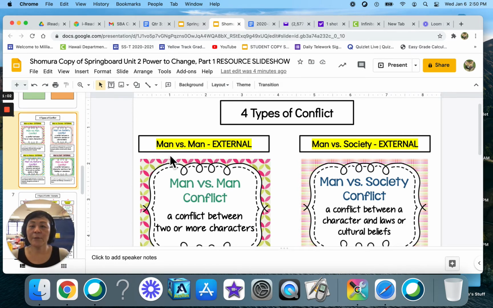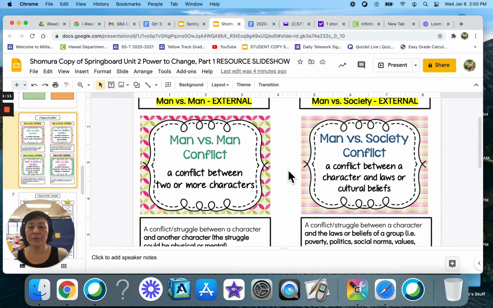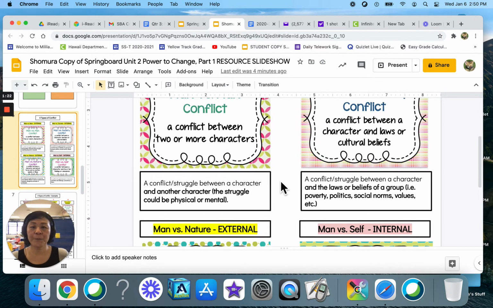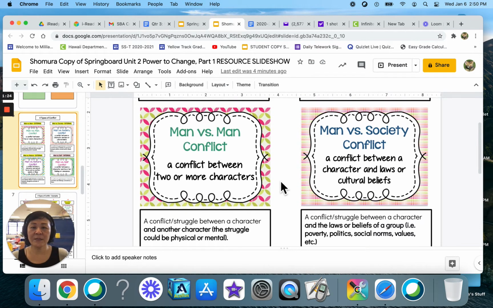So if you look here, man versus man is external. So you can see that on the resource slideshow. Man versus society is external. As I scroll down, man versus nature is also external. But man versus self is an internal conflict. Okay, so we're going to go over what each of these are. So we'll start with man versus man.